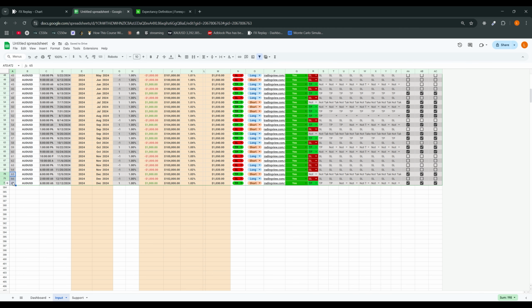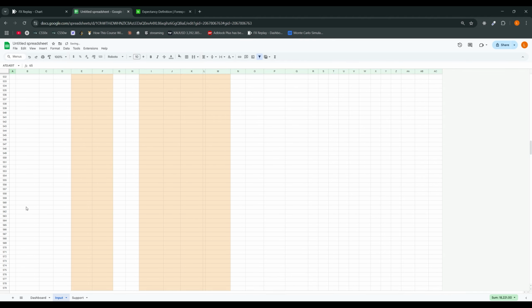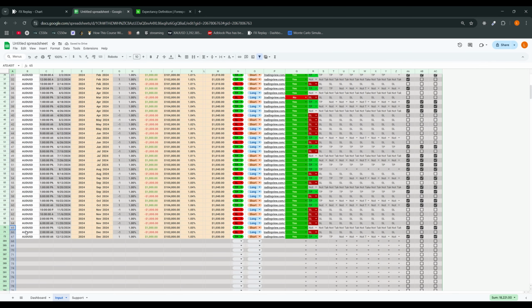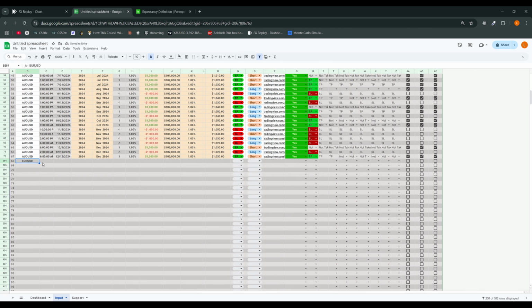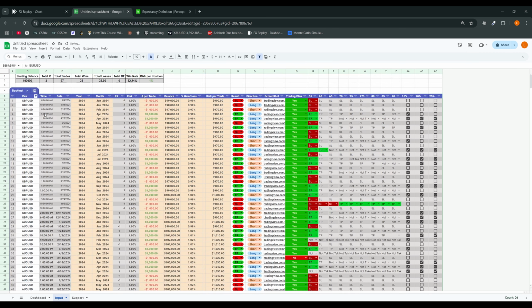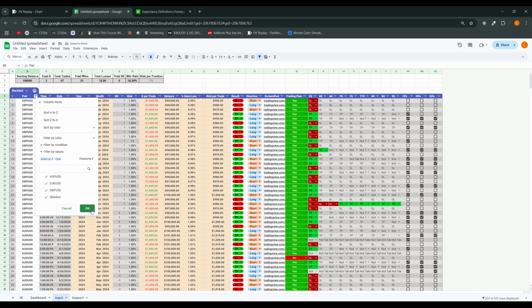Let me create some of these. Let me see if I can. Okay, why are my rows like this? Do I have a filter enabled? Yeah, I don't have.